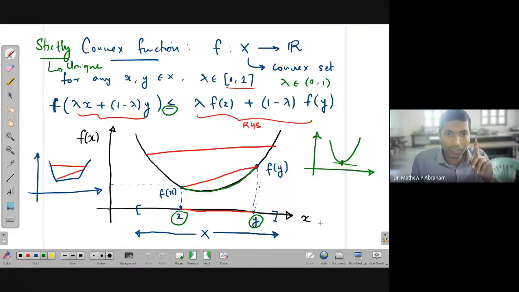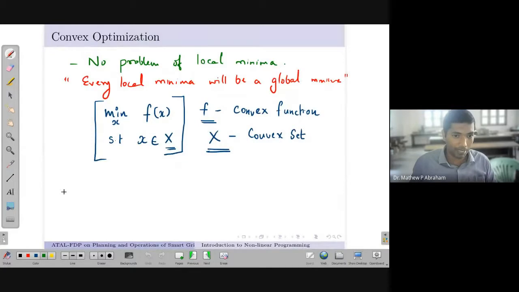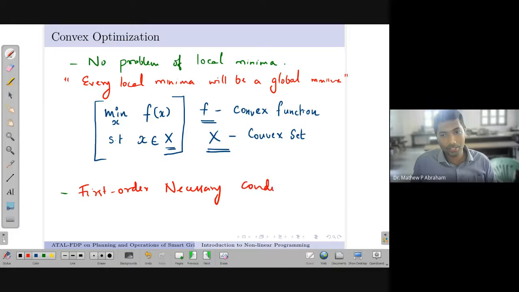Let me add one more thing in the case of a convex optimization problem. I have mentioned that in the unconstrained optimization problem, we have a necessary condition as well as a sufficient condition. If you remember, the necessary condition is the first order condition, and the sufficient condition includes the second derivative condition. For a convex optimization problem, this is very important, I forgot to mention. I'll write here: for a convex optimization problem, the first order necessary conditions are sufficient.